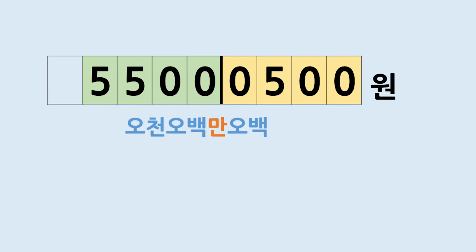Let's look at one more example. So after reading 5,500, don't forget to put 만 and then read the rest of them. 5,500만 500원. One more time. 5,500만 500원. Great.